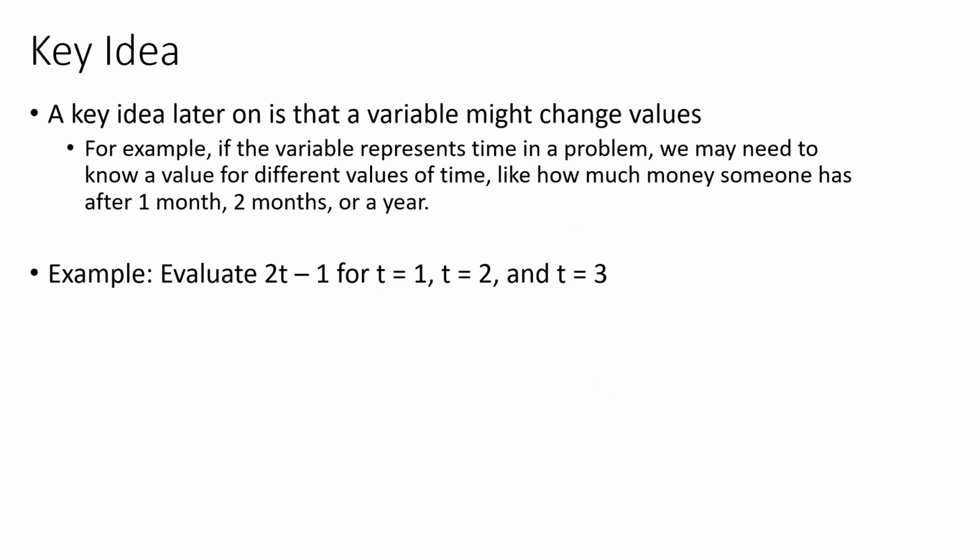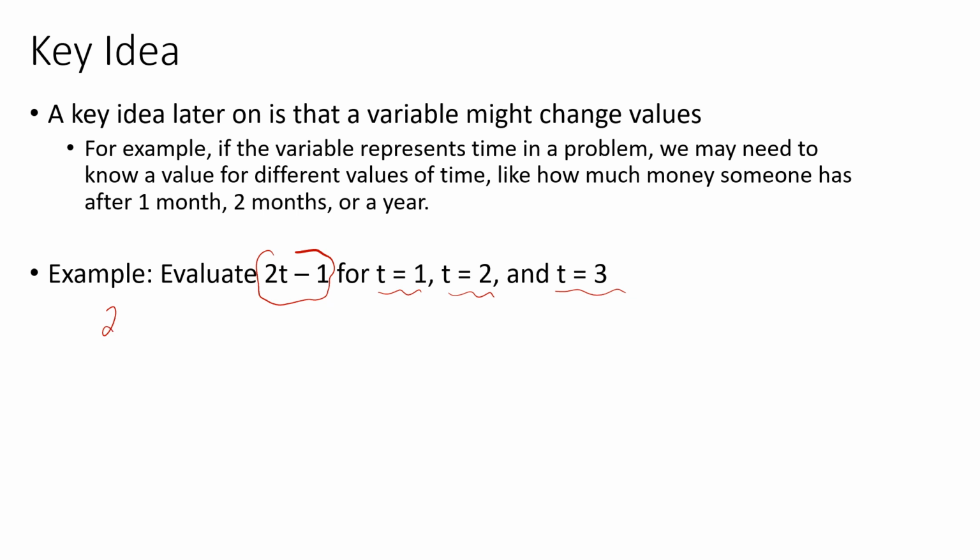So a key idea later on is that a variable might change values. For example, if the variable represents time in a problem, then we may need to know a value for different values of time, like say how much money someone has after 1 month, 2 months, or a year. And so you might have an algebraic expression that has a t in it, and you would need to figure out the value for multiple possible values for that variable. So here we have evaluate 2t minus 1 for t equals 1, t equals 2, and t equals 3. It's actually 3 different problems.